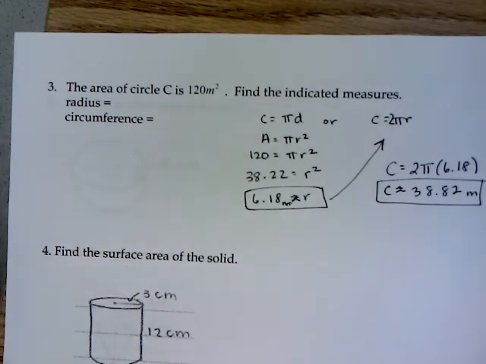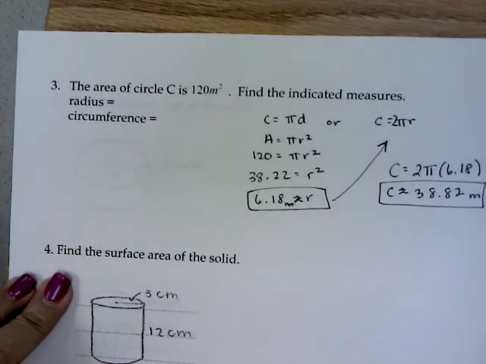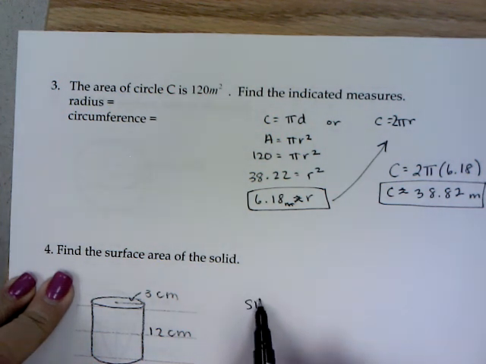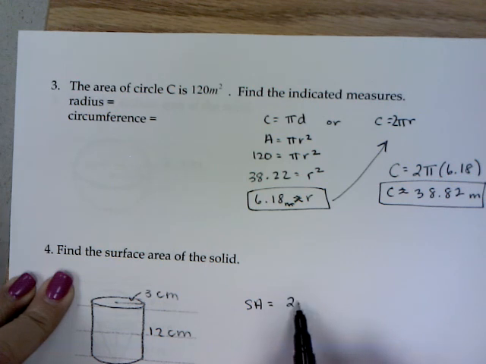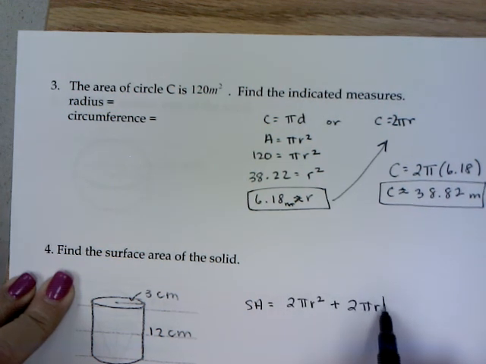I'm going to find the surface area of this solid. This solid is a cylinder, so I'm going to look on my formula sheet, and it says that surface area equals 2 pi r squared plus 2 pi r h.